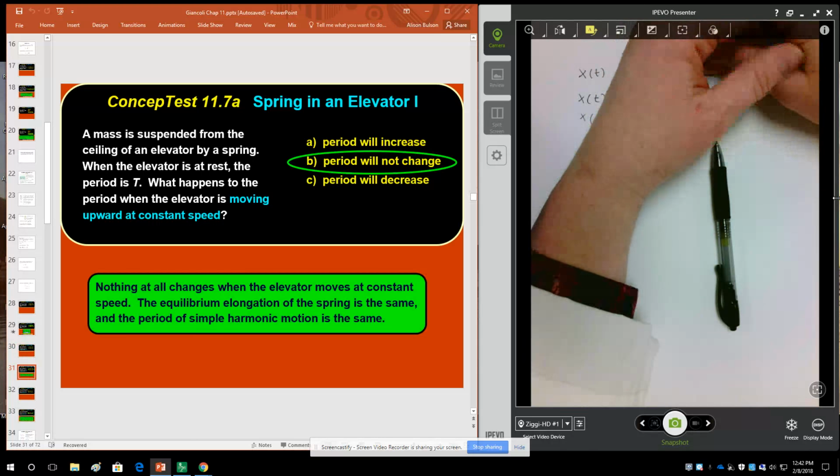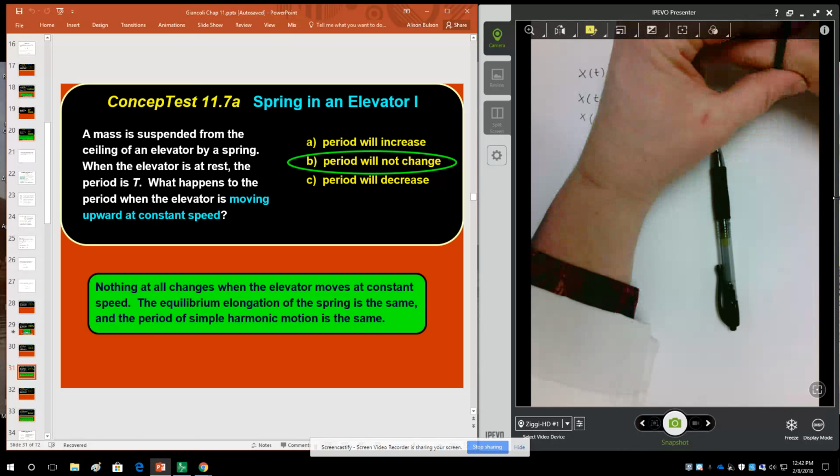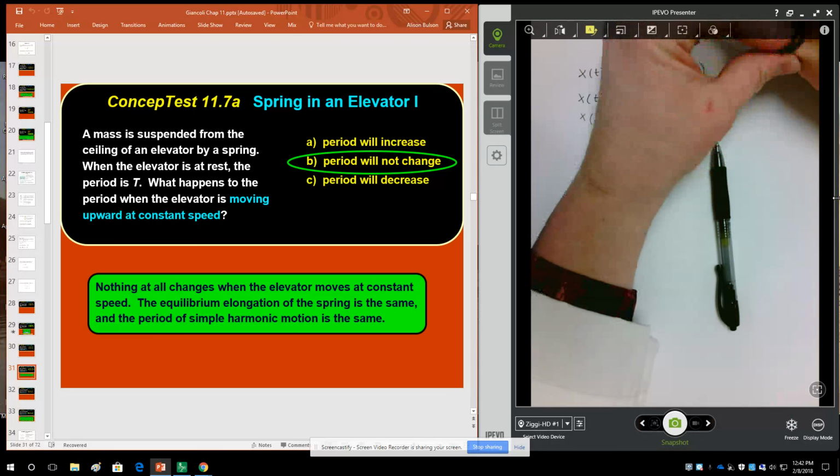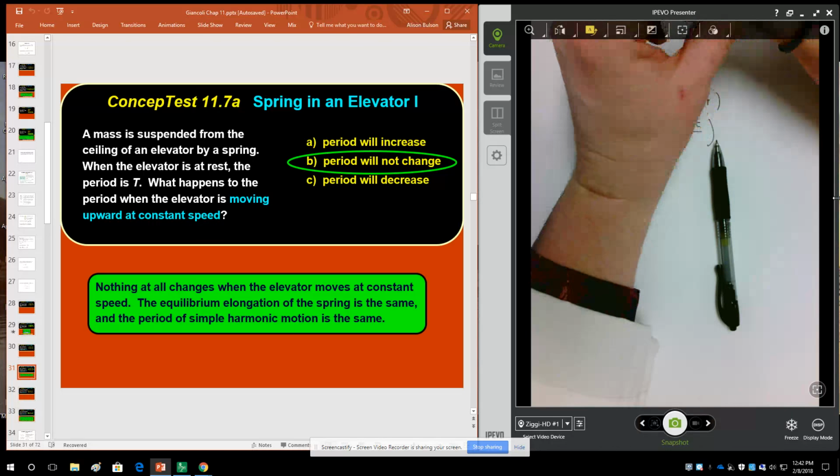You will conclude that nothing happens to the period. With the elevator moving at constant speed, the equilibrium elongation, that means that extra little stretch of the spring, is the same, and the period of the simple harmonic motion is the same.